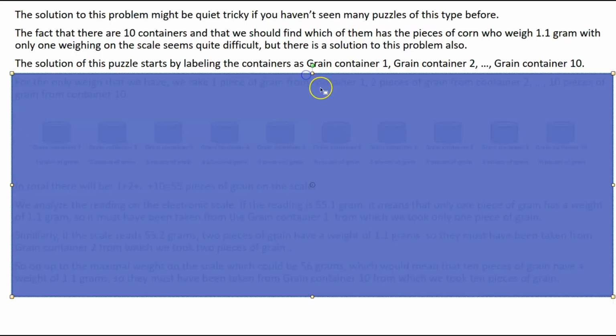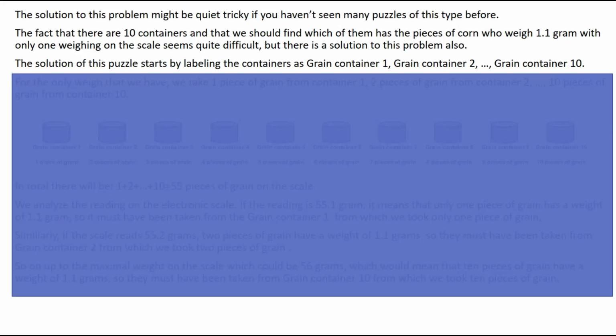So, of course, in order to solve this problem, we have to do some mathematical reasoning, and like we always say, this problem might be quite tricky if you haven't seen many puzzles of this type before. The fact that there are 10 containers and that we should find which of them has the pieces of grain weighing 1.1 gram each with only one weighing on the scale seems quite difficult, but of course there is a solution to this problem too.